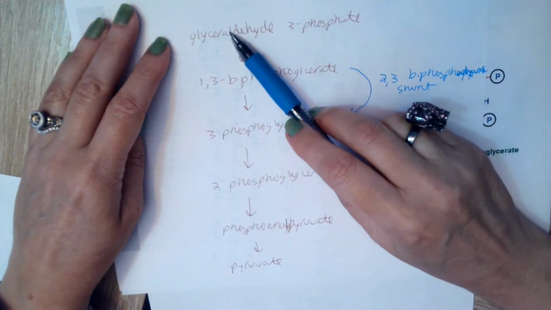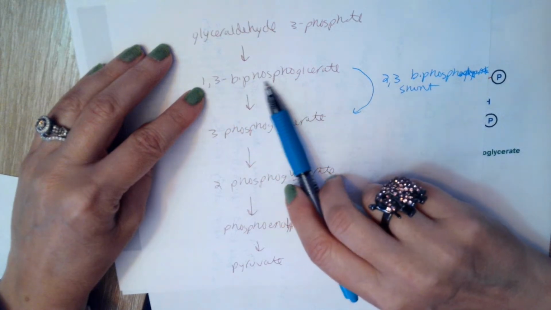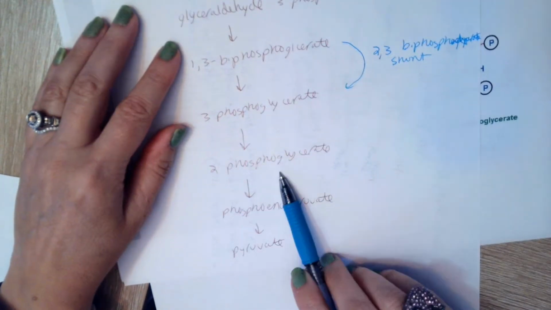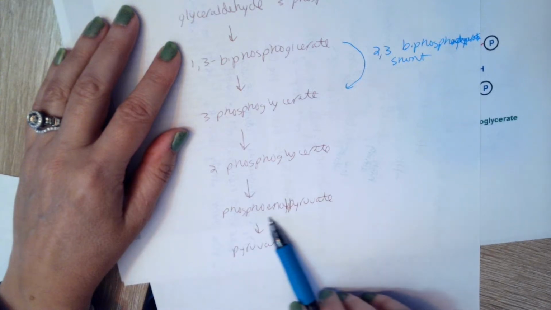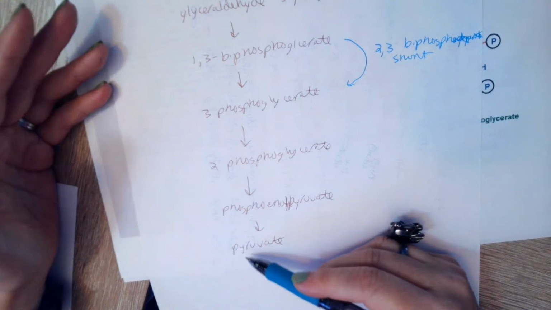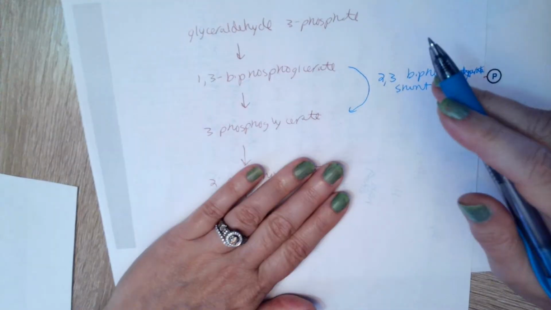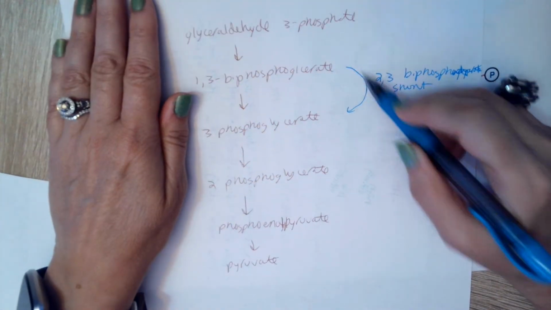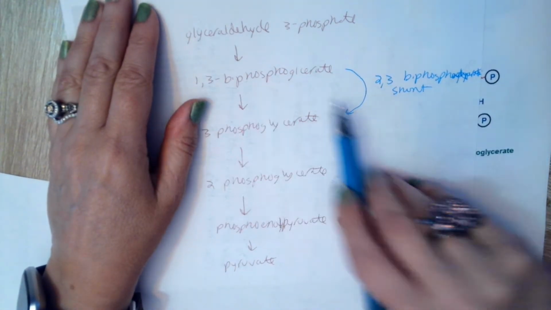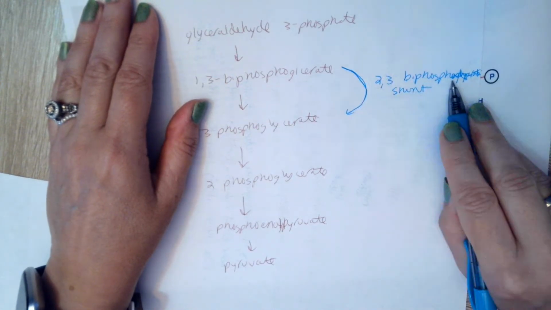So glyceraldehyde 3-phosphate goes into 1,3-biphosphoglycerate, goes into phosphoglycerate, goes into 2-phosphoglycerate, then phosphoenolpyruvate, and then pyruvate, which then goes to acetyl-CoA and into the Krebs cycle. But we're not super worried about that. We are just thinking about right here, where 1,3-biphosphoglycerate can take this shunt and go into the 2,3-biphosphoglycerate shunt.